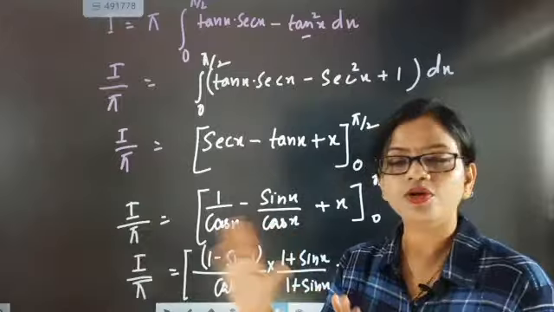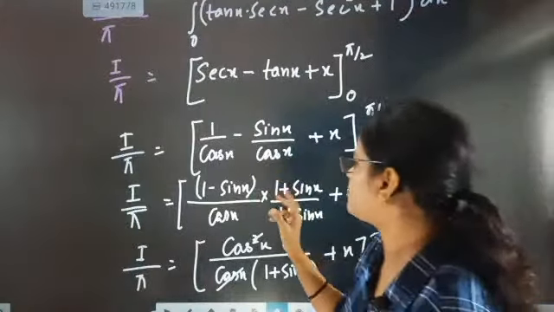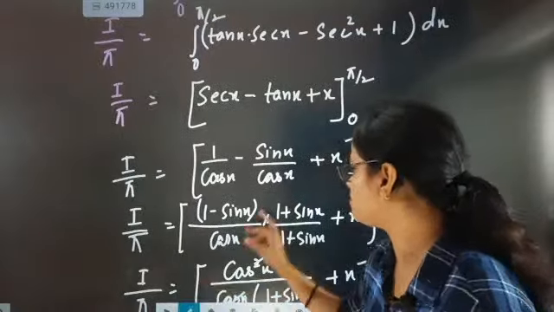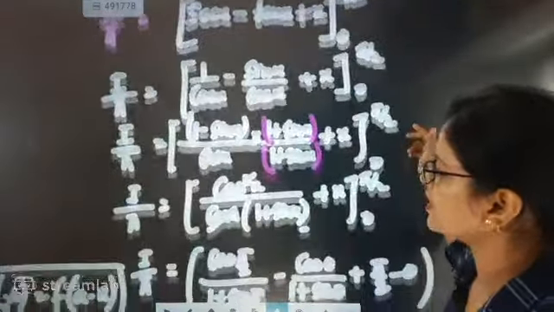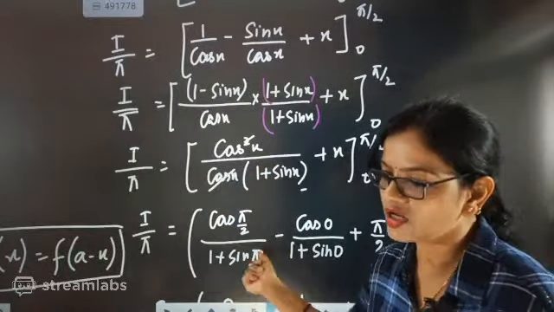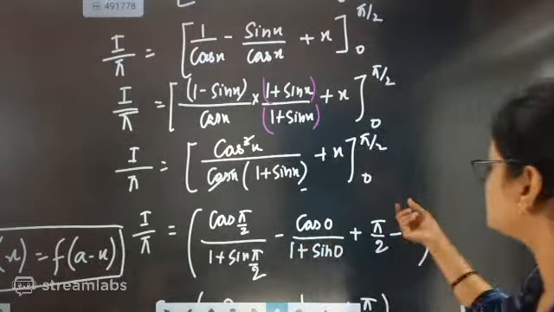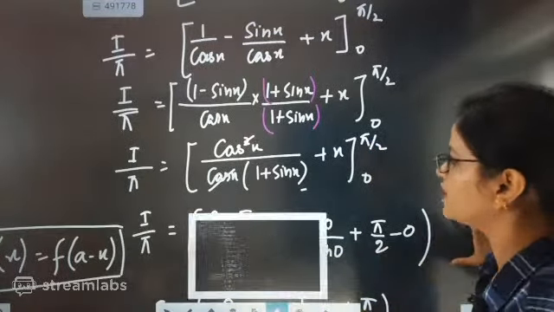So I went the safest way, and there I saw that once I multiplied with 1 plus sin x in the numerator and denominator, I got cos square x. So cos x by 1 plus sin x, and then the only thing left is to put the value, upper limit and lower limit. Once we put it, we got this value.